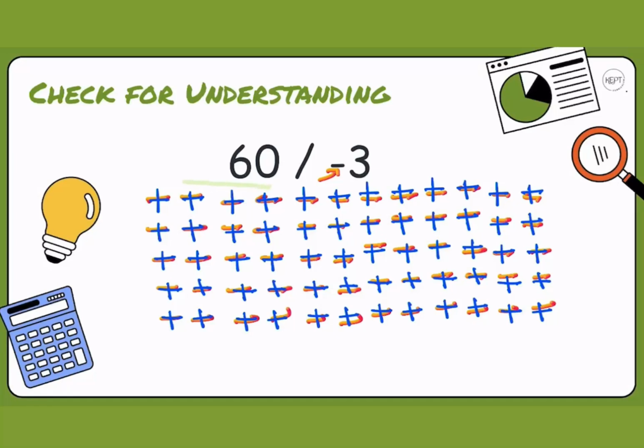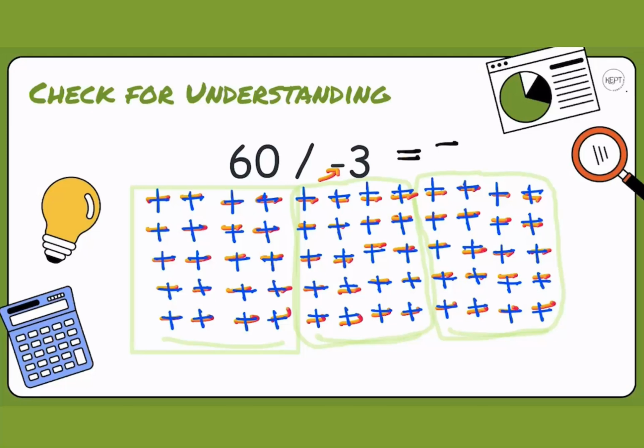So I see a group here. I see a group here. And I see a group here. So now how many are in each of those groups? If I go through and count them, I'm going to see that there are 20 negatives in each of those groups. All right, so when we have a positive 60 and we divide it by a negative 3, we get a negative 20.